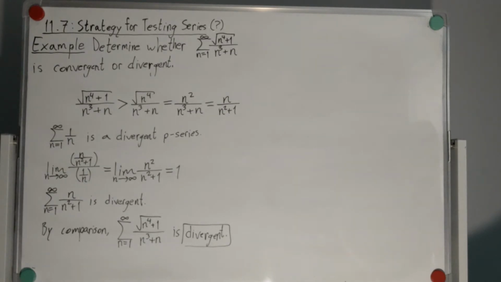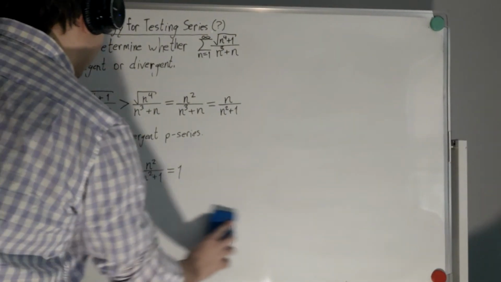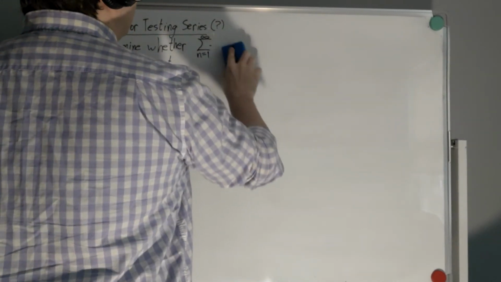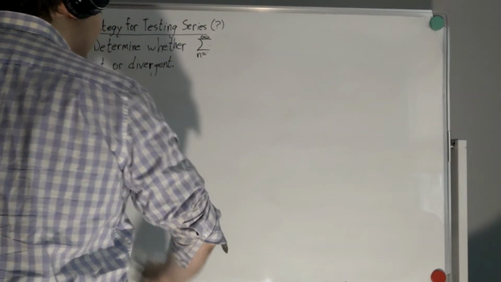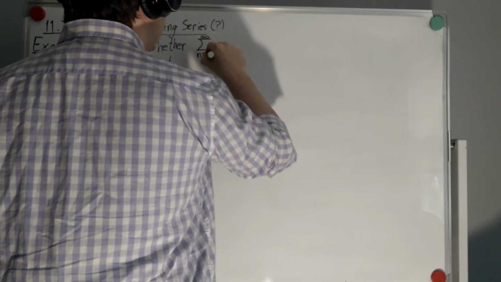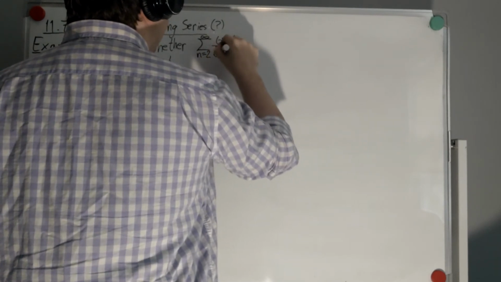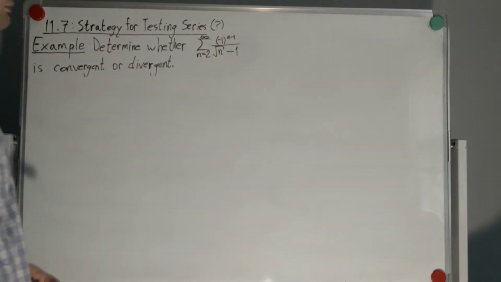All right, next up is negative 1 to the n minus 1 over square root of n minus 1. So this is the sum from n equals 2 to infinity of negative 1 to the n minus 1 over the square root of n minus 1. Well, this is an alternating series, so I wonder if we can use the alternating series test on it.